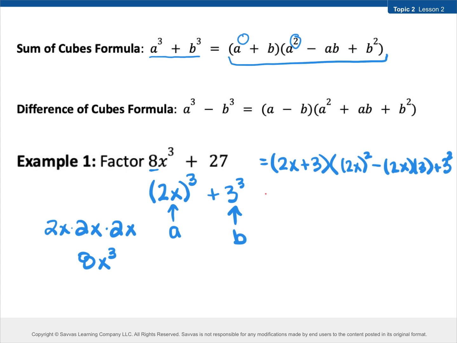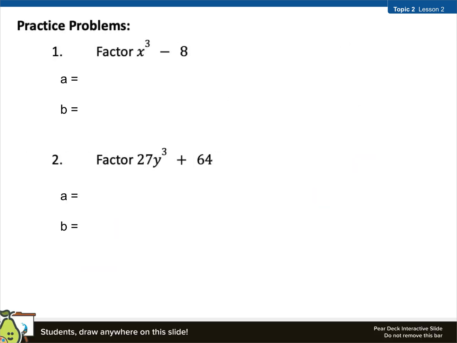Now we can just simplify. We have 2x plus 3, 2x squared, 2 times 2 is 4, so 4x squared, minus 2x times 3, so 6x, and then plus 3 times 3 is going to give us 9. So there is our factored form. I would pause the video for a little bit and see if you can identify the a and b for these two practice problems.